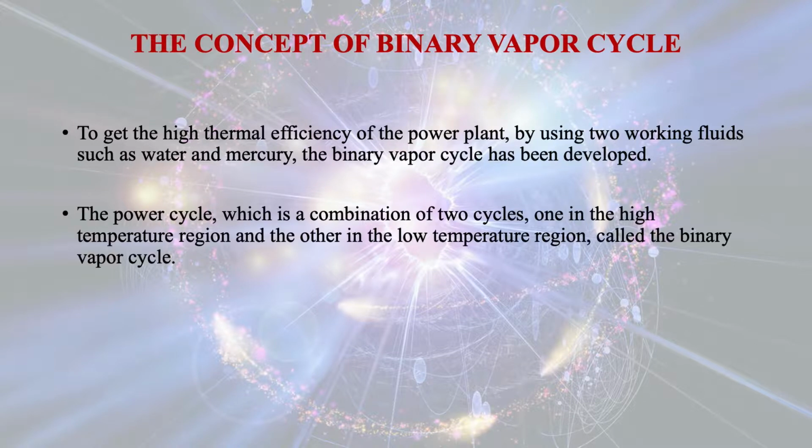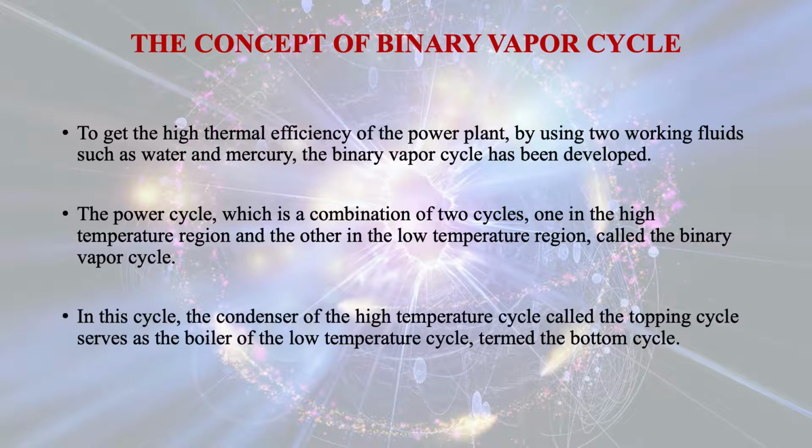The power cycle, which is a combination of two cycles, one in the high temperature region and the other in the low temperature region, is called the binary vapor cycle. In this cycle, the condenser of the high temperature cycle, called the topping cycle, serves as the boiler of the low temperature cycle, termed the bottom cycle.